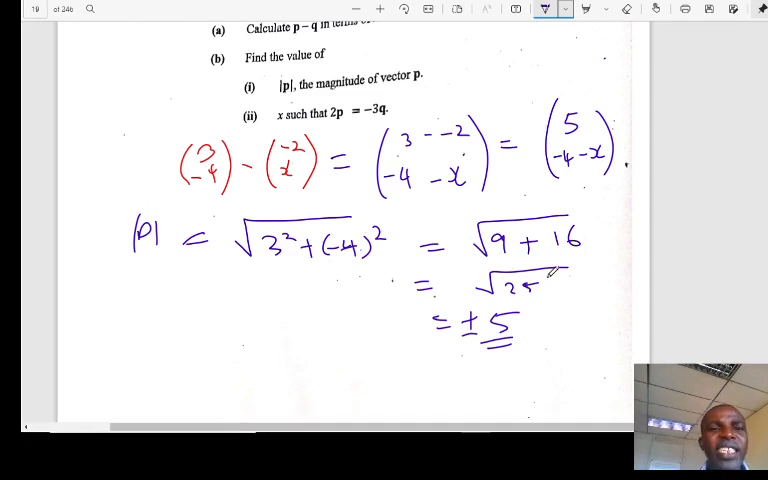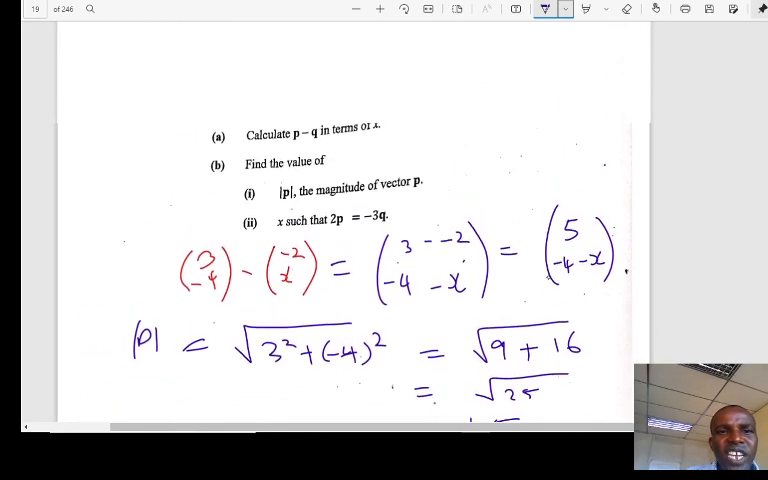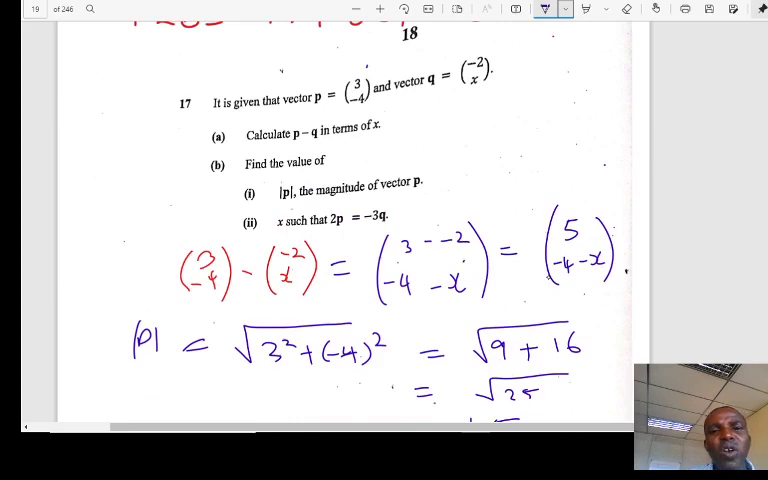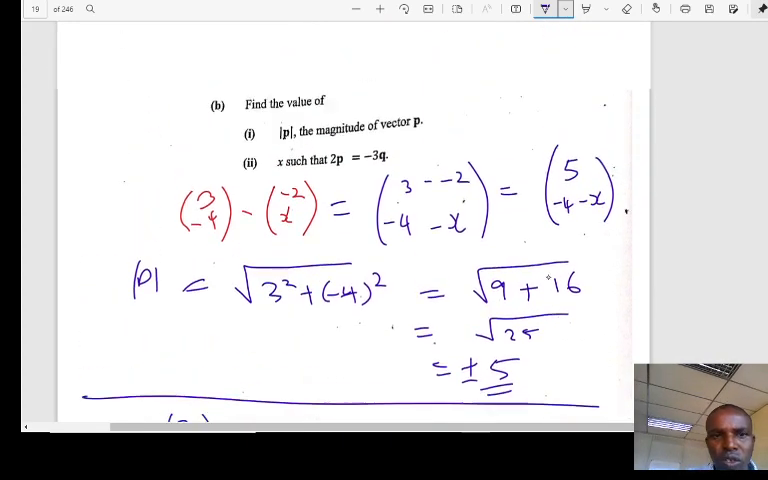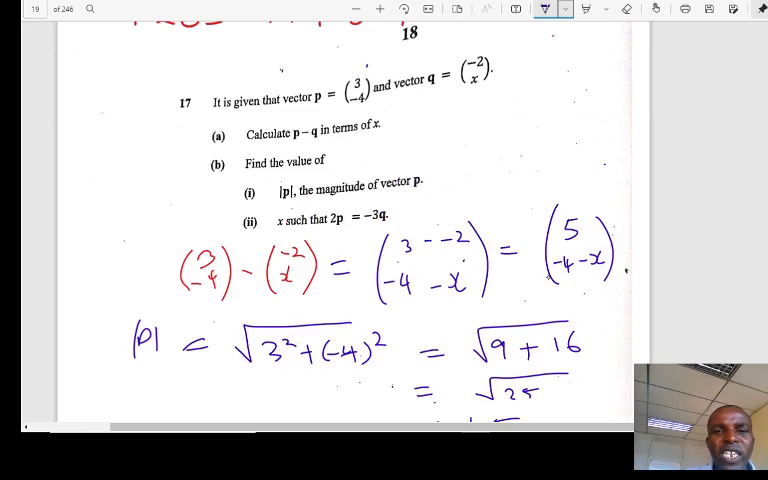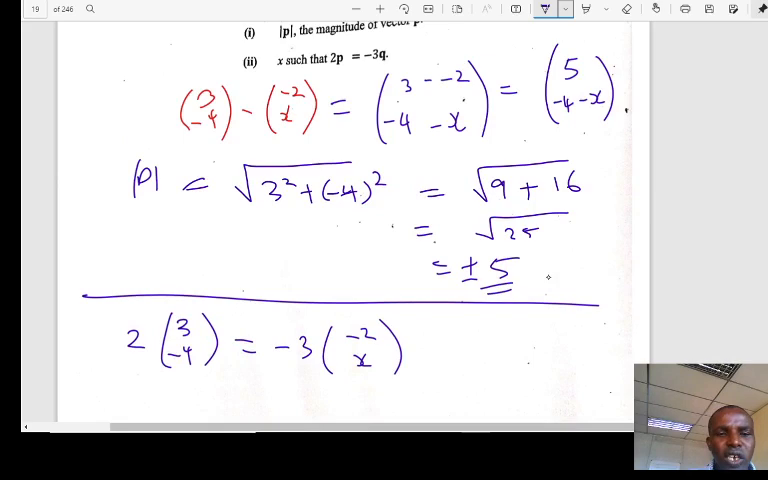Done. Then next, find the value of x such that 2p is equal to minus 3q. You just substitute here. So 2, you put your p here. What is p? P is the vector (3, minus 4). That's p. So you put (3, minus 4) here. Then is equal to minus 3q. Q is (minus 2, x). It's minus 3, then (minus 2, x), like this. That's the vector q.